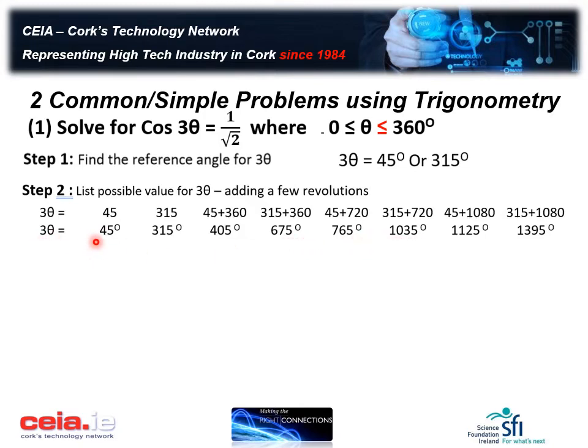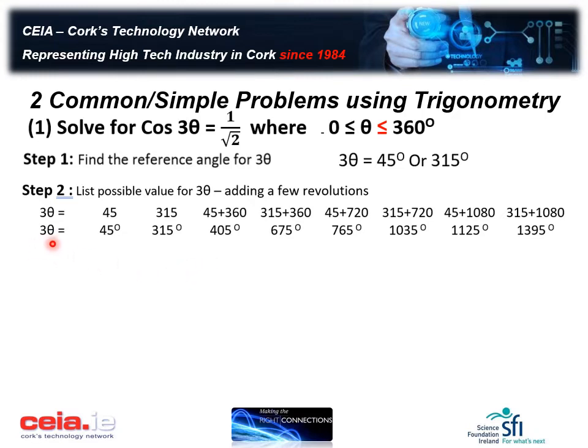Doing the maths on those and converting them to degrees, this is what we get for 3 theta. So we have 1, 2, 3, 4, 5, 6, 8 solutions for 3 theta here, and it may or may not be necessary to go on. You don't really know how far you need to go until the next step, but generally speaking, 3 revolutions seems to be enough. So that's the end of step 2.